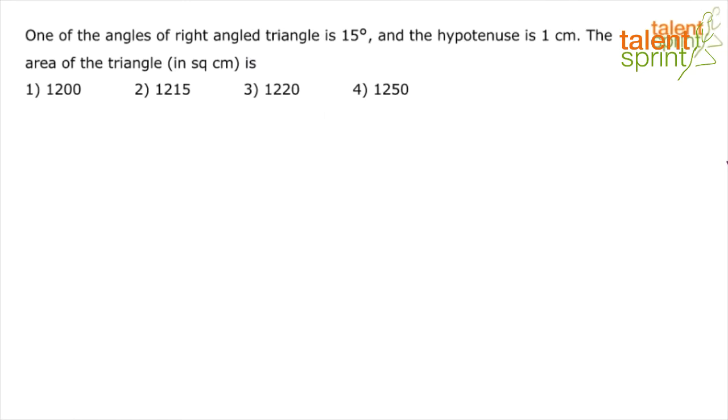The hypotenuse is 1 centimeter. See, centimeter or meter doesn't matter here. That way I can say it should be kilometers, right? Hypotenuse 1 kilometer, find the area of the triangle in square kilometers. So units don't matter. What makes you think that hypotenuse cannot be 1 centimeter?